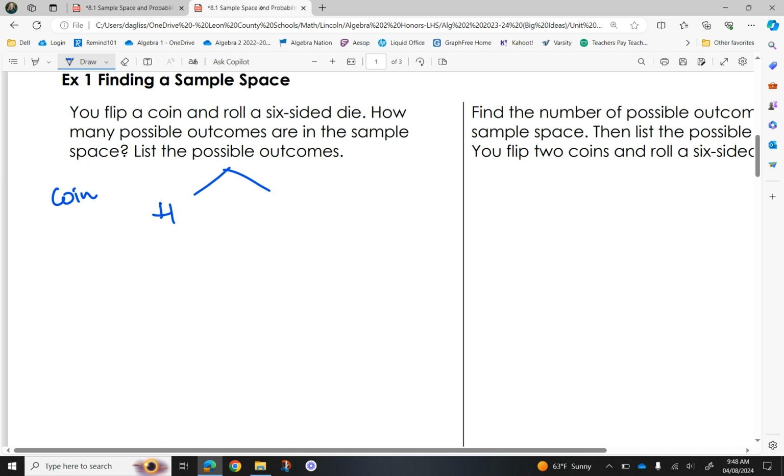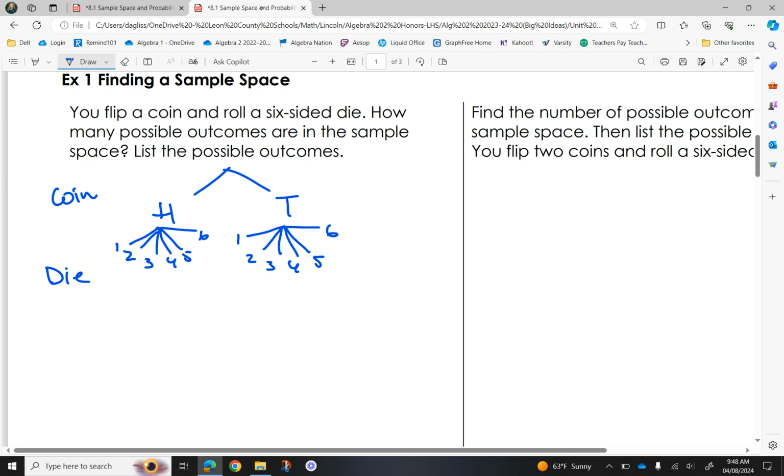I can get a heads or I can get a tails, correct? And then after that, when I roll my die, I can get a 1, 2, 3, 4, 5, or 6. So does that prove 12 possible outcomes?